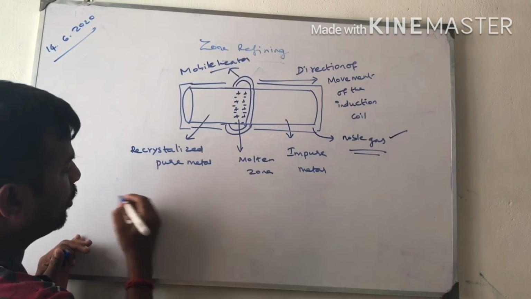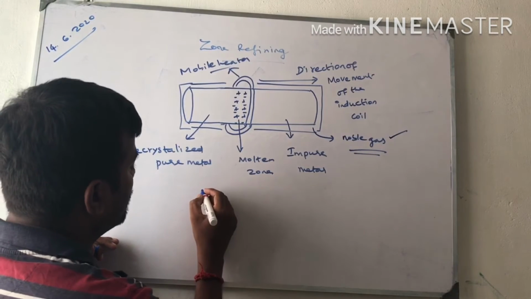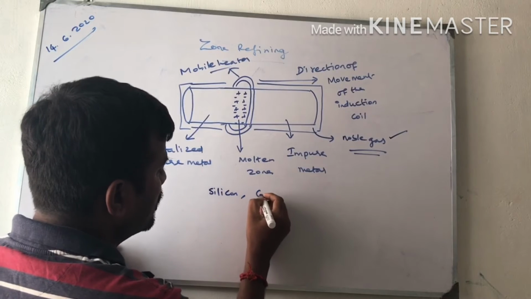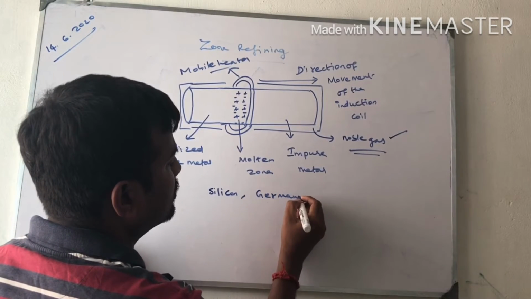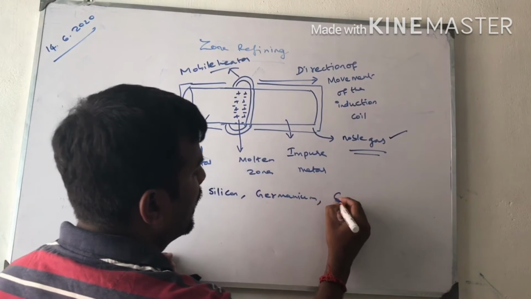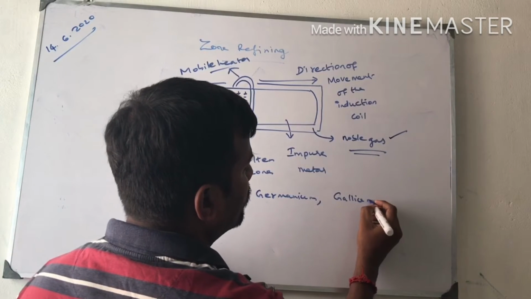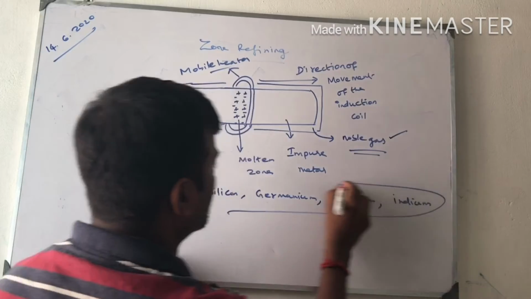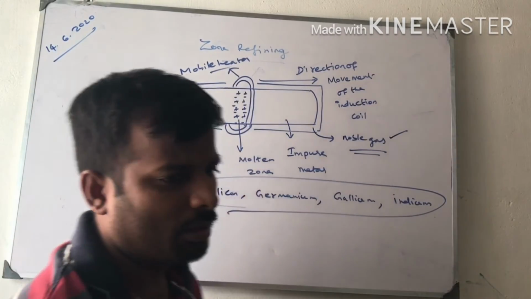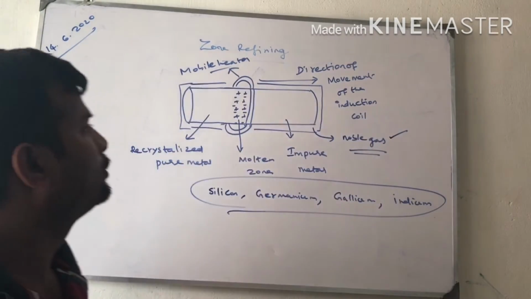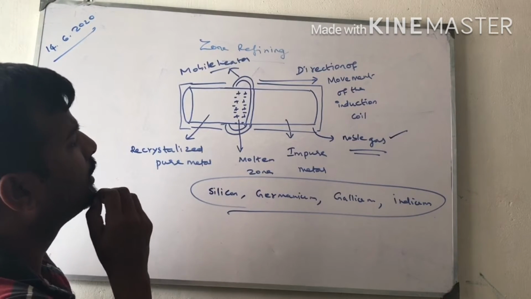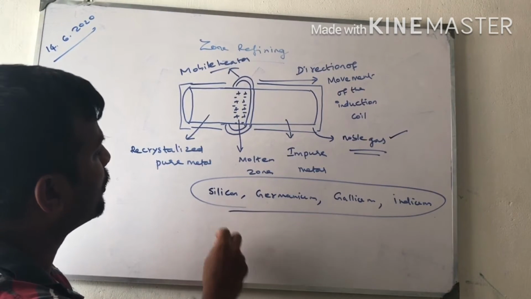In this method, we have to purify elements like silicon, germanium, gallium, indium, 13th group elements, all 13th group elements except boron and aluminium. So this method is used for separating the impurities from the metal.